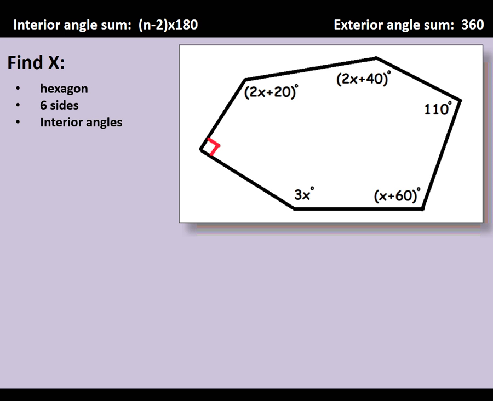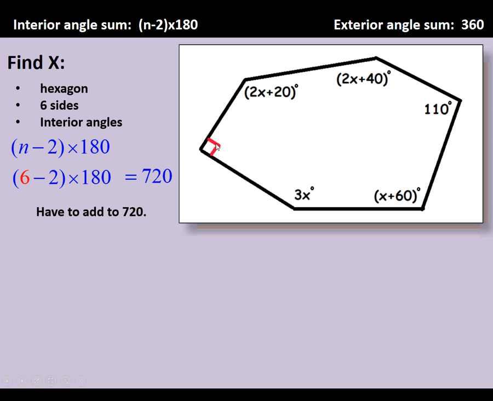So since we're talking about interior angles, the first thing we're going to want to do is figure out what they add up to. So we use our interior angle formula and find the sum of the interior angles. And in this case, it's going to be 720. All these angles in the picture add up to 720. By the way, when you do this, make sure that you include that this little angle here with the box, that counts as 90 degrees.